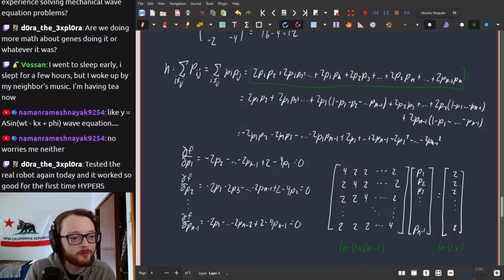Test the real robot again today. It worked so good for the first time. Hell yeah, that's huge.